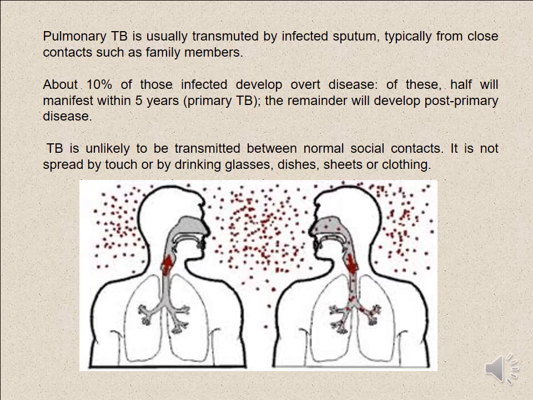About 10% of those infected develop overt disease, half of which will manifest within 5 years as primary tuberculosis. The remainder will develop post-primary disease, so only 10% have signs and symptoms of TB. TB is unlikely to be transmitted by normal social contact. It is not spread by touch or by drinking glasses, dishes, sheets, or clothes.